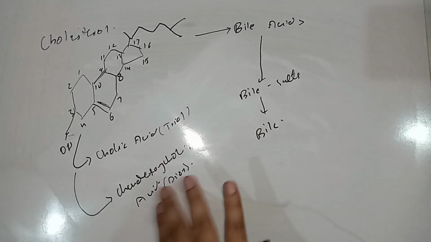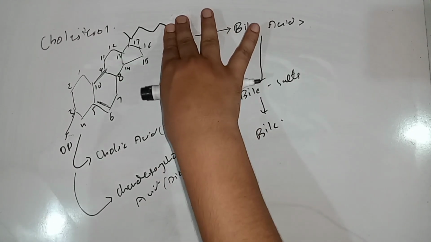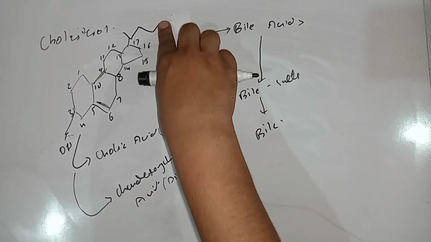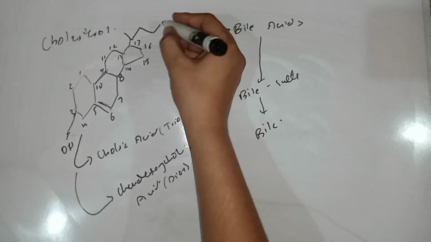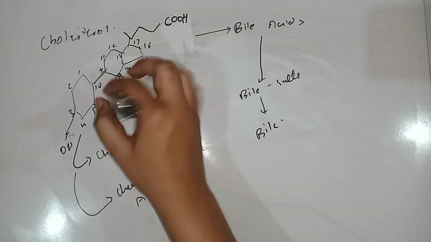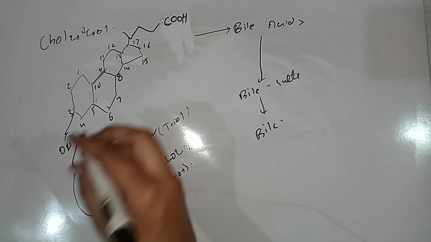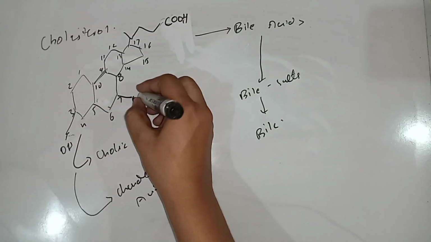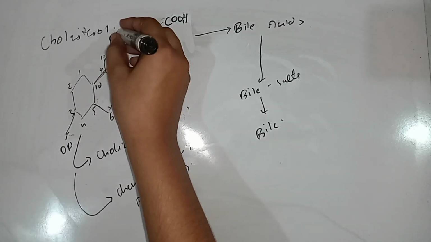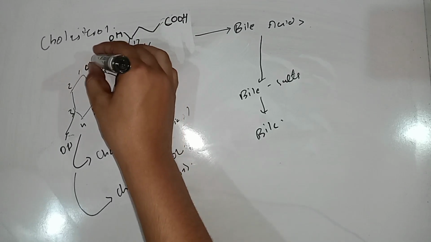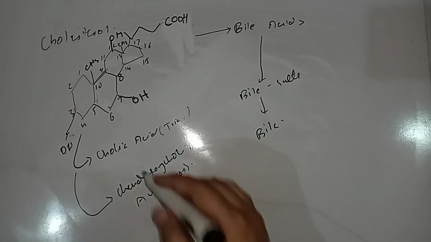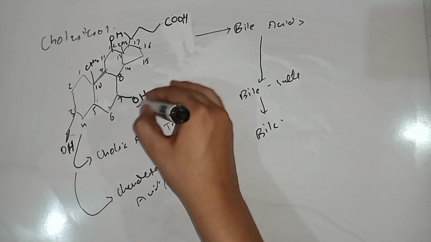So what happens in their formation in the liver? The carbon chain is reduced by 3 carbon atoms, and a carboxyl group is attached, which forms the acid. Then this double bond is also reduced, and there is addition of a hydroxyl group here, and another hydroxyl group here. I should draw methyl groups here also, which I previously missed in the structure of cholesterol. So this is the structure of cholic acid. It has 3 hydroxyl groups, one here, one here, and one here. So it is a triol.